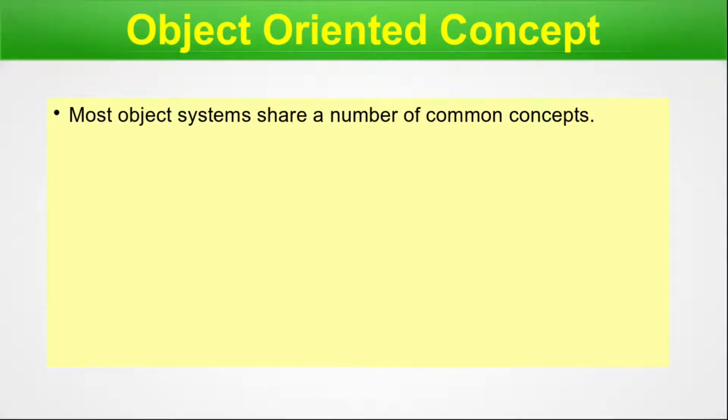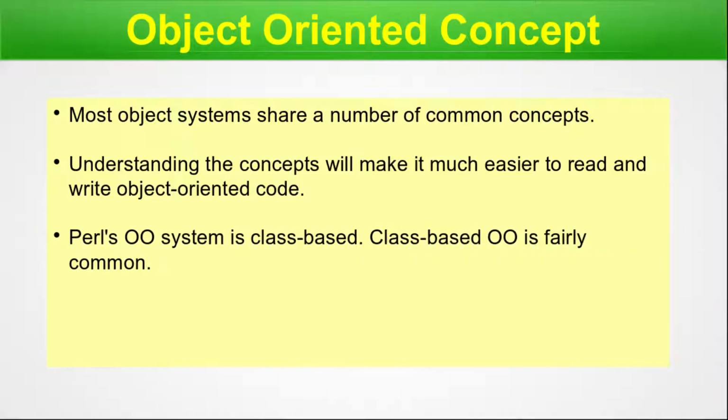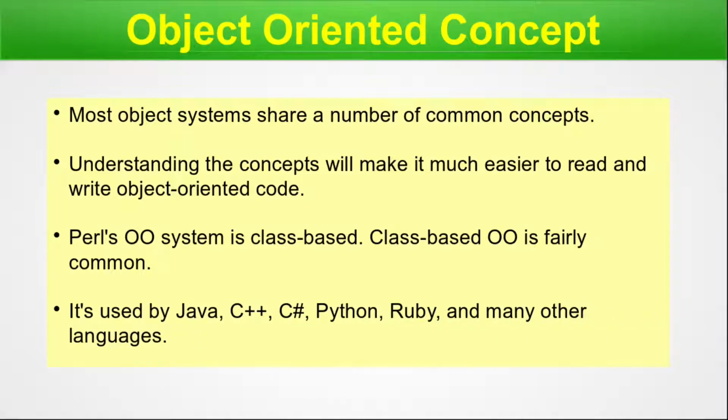Most object systems share common concepts. Understanding these concepts will make it easier to read object-oriented code. Now, why are we going through this? I'll come to the concepts, but before that we have to touch base on the importance. Perl object orientation is completely class based, and class based is fairly common. This same concept of class based is used in Java, C++, C Sharp, Python, Ruby, and many other object-oriented programming languages.